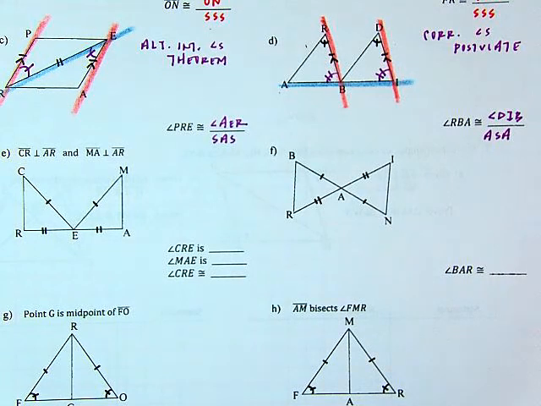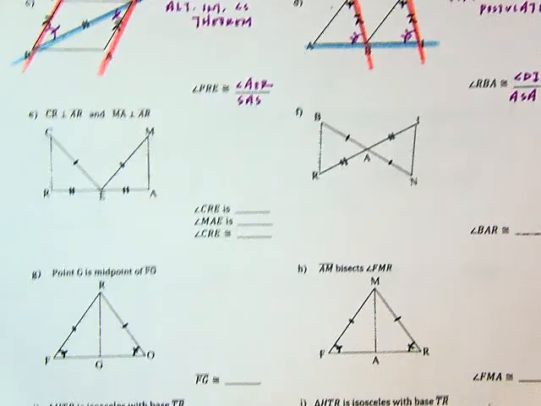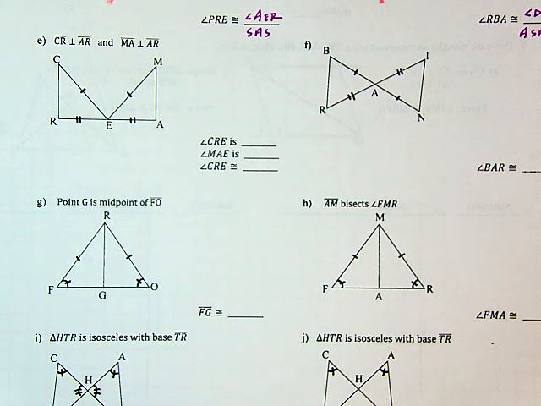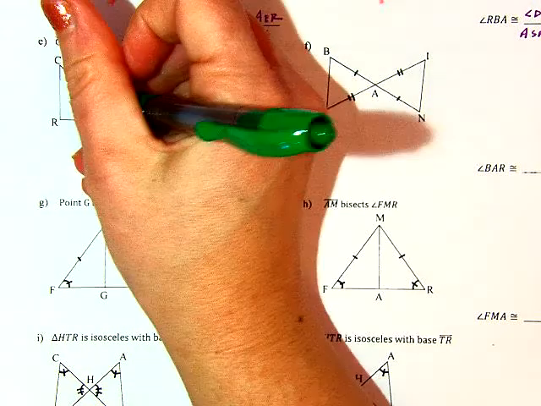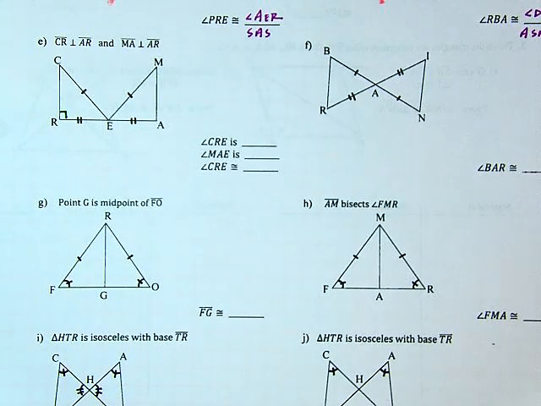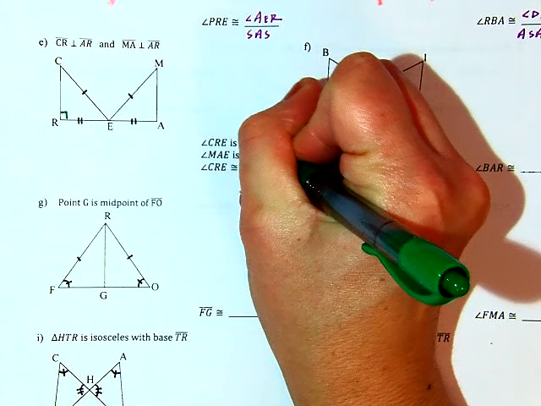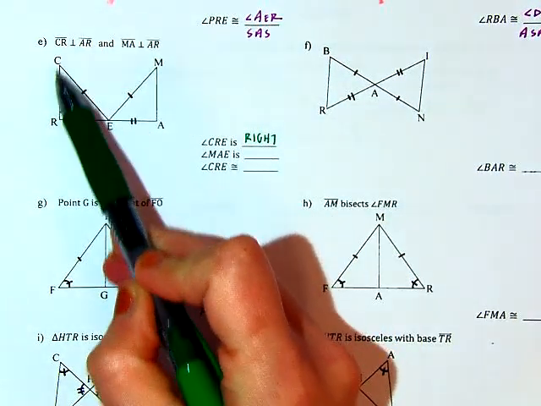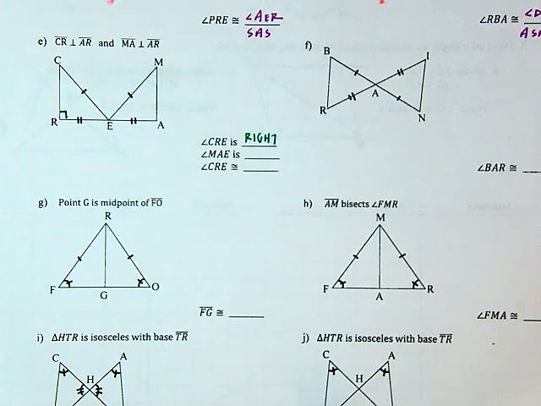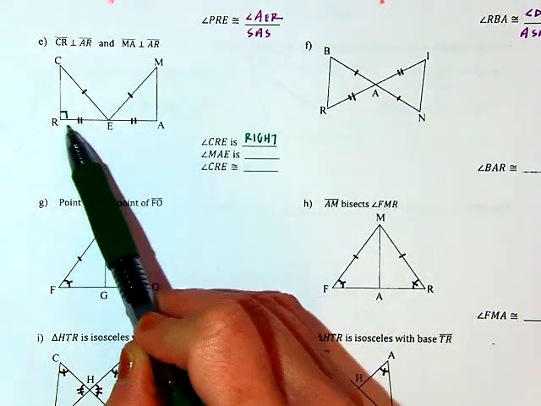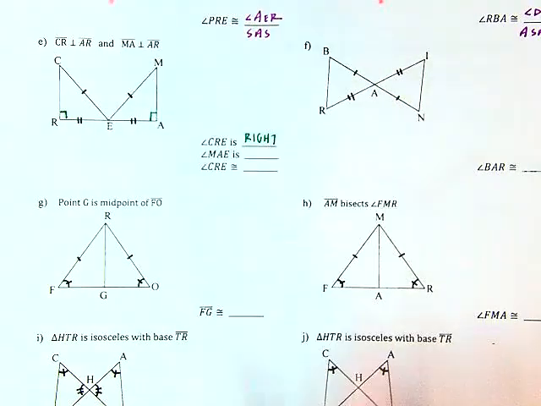Okay, next up. So here in E, I'm giving you this notation that says CR is perpendicular to AR. So let's say that I marked that then with a right angle notation. I know that CRE is right. I know that because of the perpendicular relationship right here. I also know that MA is perpendicular to RA. So these are perpendicular, which makes a right angle right here as well.